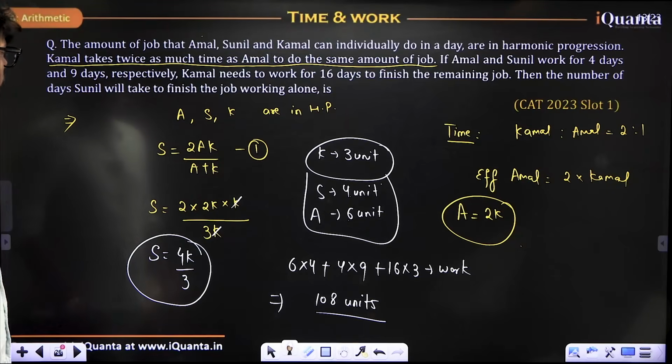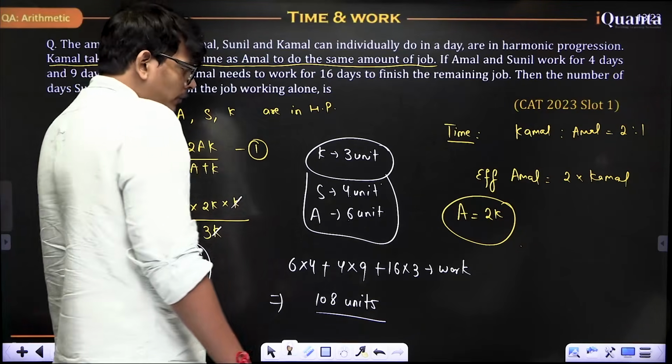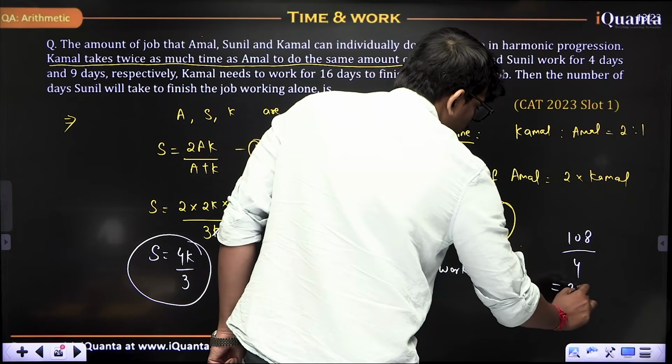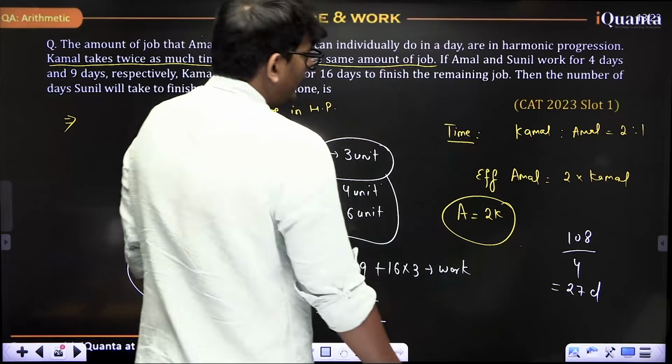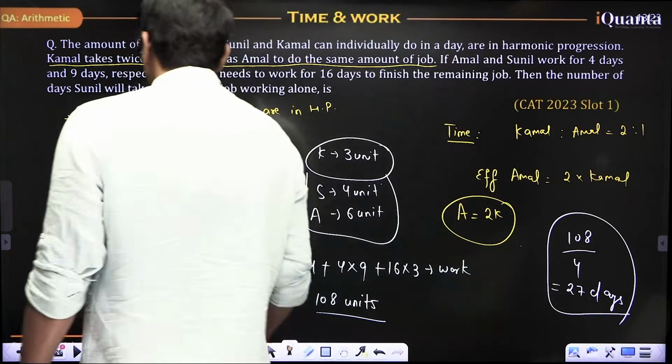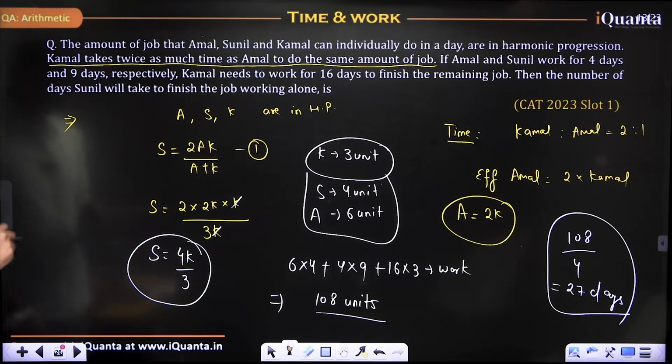We need the number of days Sunil will take to finish the job working alone. Sunil efficiency is 4, so time taken by Sunil will be 108 by 4, that is 27 days. It's a very good question because here we are using the concept of progression also.